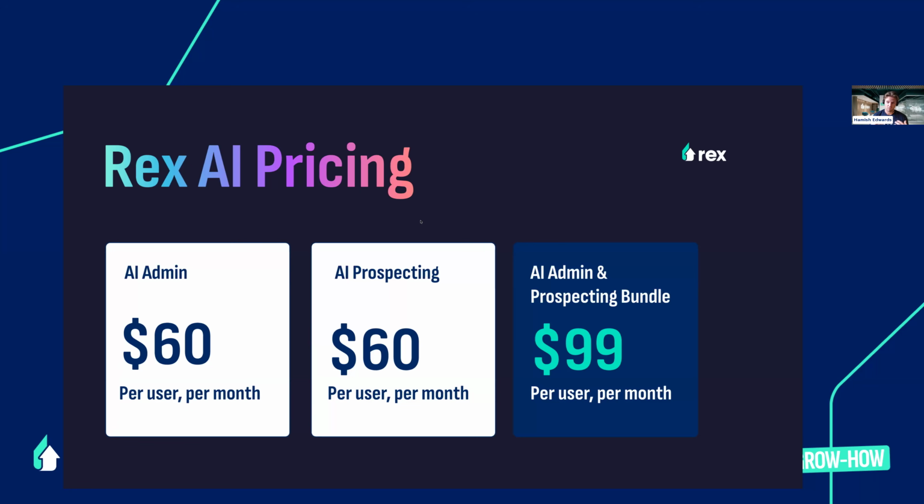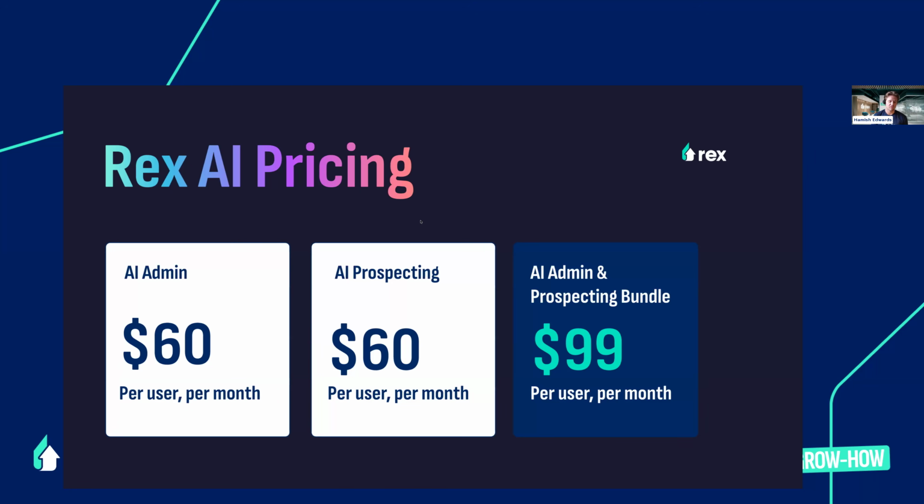If you do find that your team are really, really hammering the AI admin and using it a lot, it's massively saving you time and increasing your efficiency, you can purchase additional AI credits on top of the 1,200 that you get per user with that $60 amount.